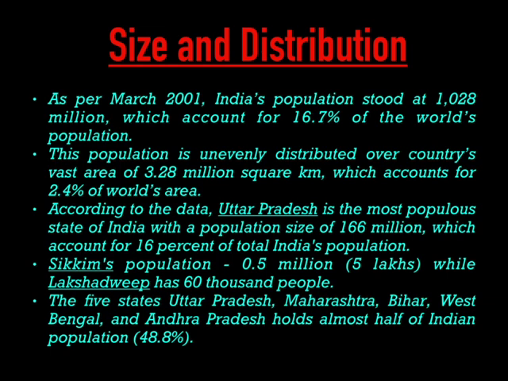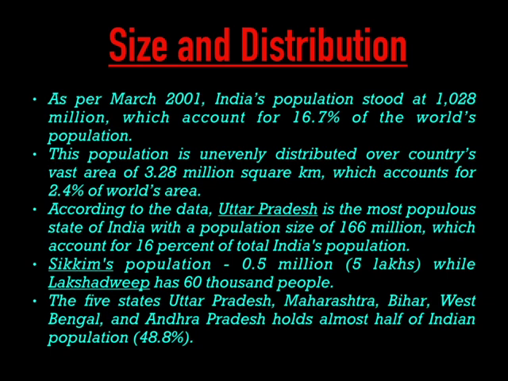The first topic is size and distribution. As per March 2001, India's population stood at 1028 million, which accounts for 16.7% of the world's total population. This population is unevenly distributed over the country's vast area of 3.28 million square kilometers, which accounts for 2.4% of the world's area. Friends, India has 2.4% of the world's total area, but has 16.7% of the world's total population. It means only 2.4% of area is carrying 16.7% of the population.